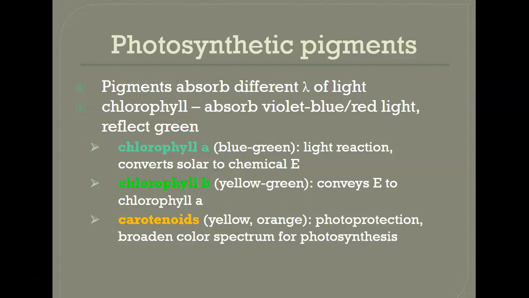And by having the ability to have these different pigments, a plant can absorb more wavelengths of light than if they just had one particular pigment. It gives them a broader spectrum, which is more advantageous for survival if you don't know what your conditions are going to be.